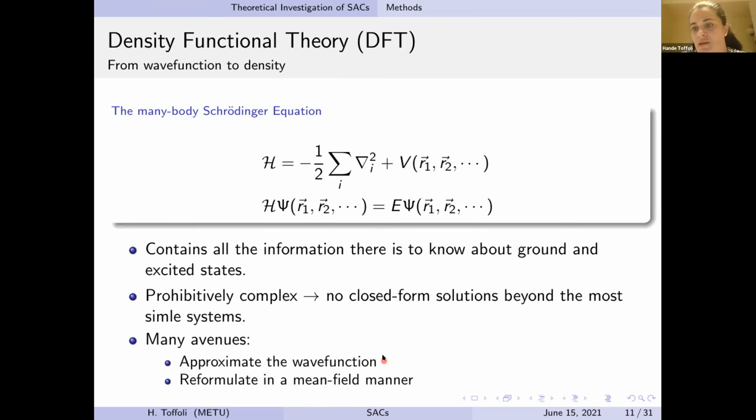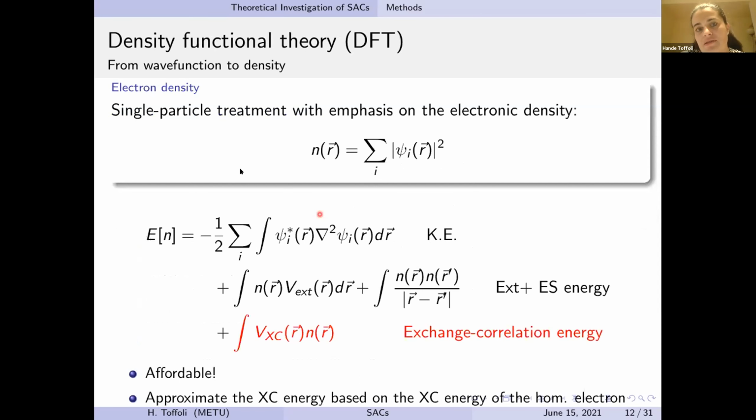Some approximations concentrate on the wave function to find approximations to the wave function. Some others tend to reformulate, model, or shift the focus from the wave function. Density functional theory is one such example. So instead of concentrating on the wave function, we shift our focus to the electron density. The electron density is a measurable, observable. However, of course, it's not the wave function. It doesn't give everything about the system, but it gives a lot of important information.